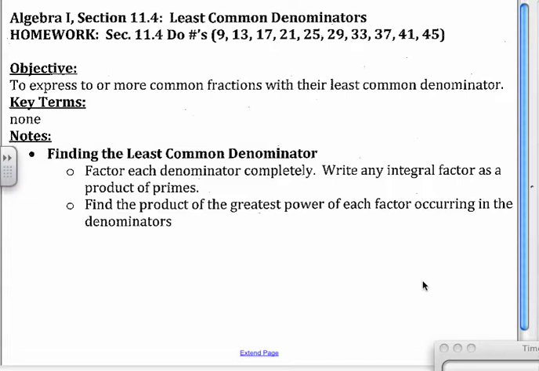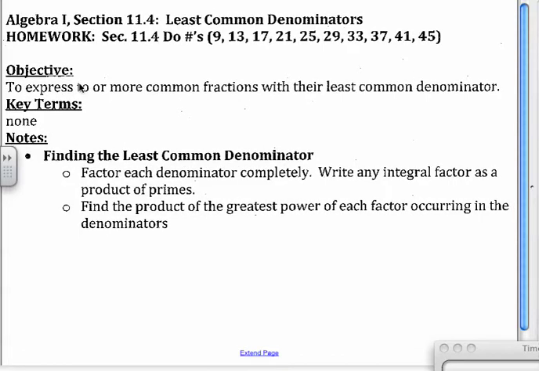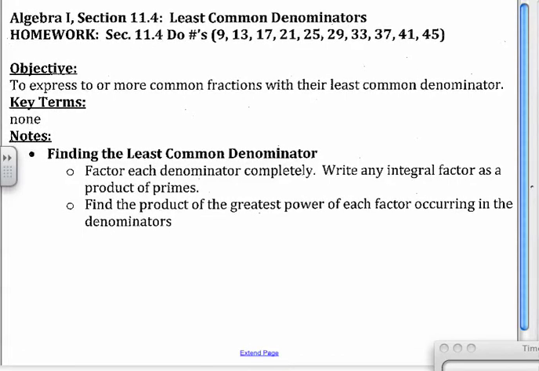But you know what? I've already made a mistake because our objective today is to express two or more common fractions with their least common denominator. All right? So, guys, algebraic fractions, just like regular fractions, have to have common denominators. And there are two steps that we need to follow to get them. And I think I can make this pretty easy.